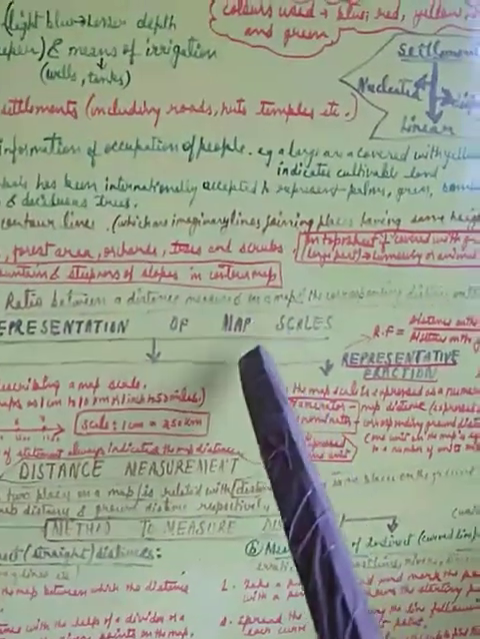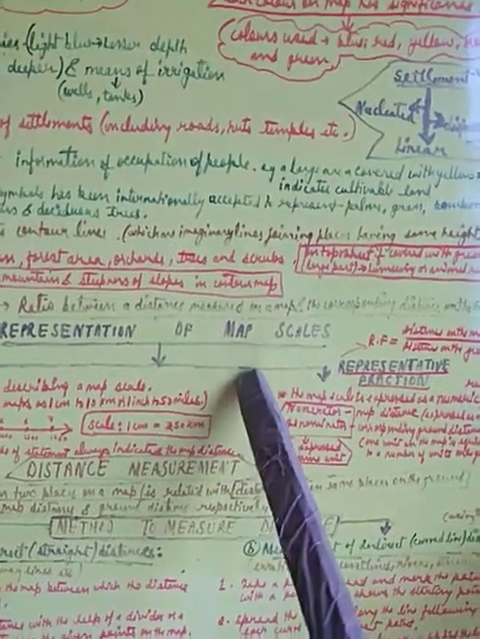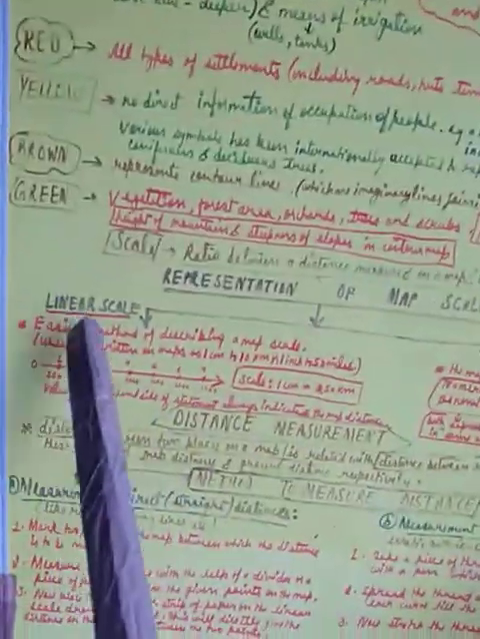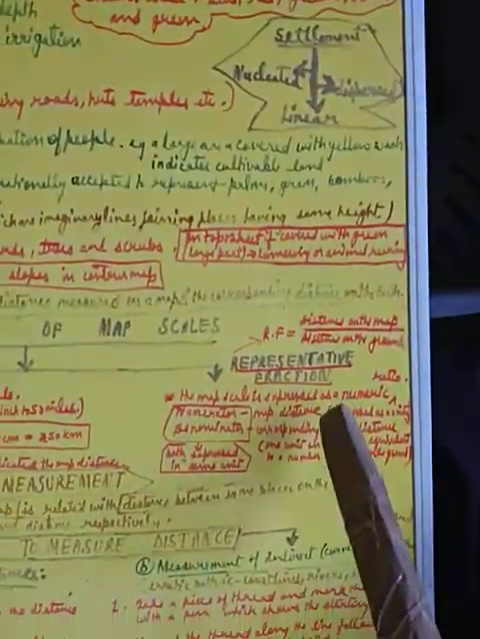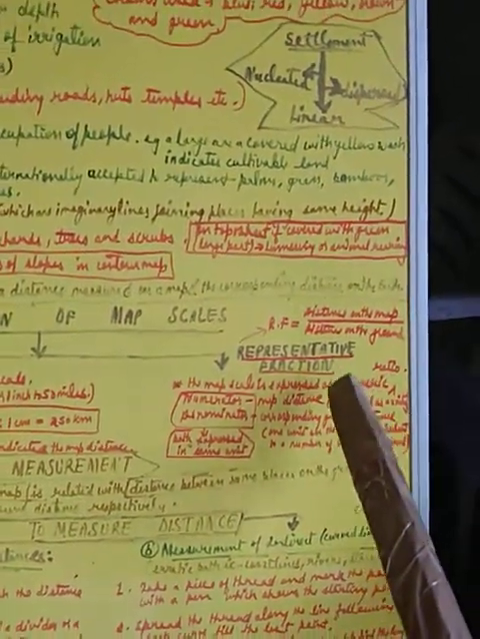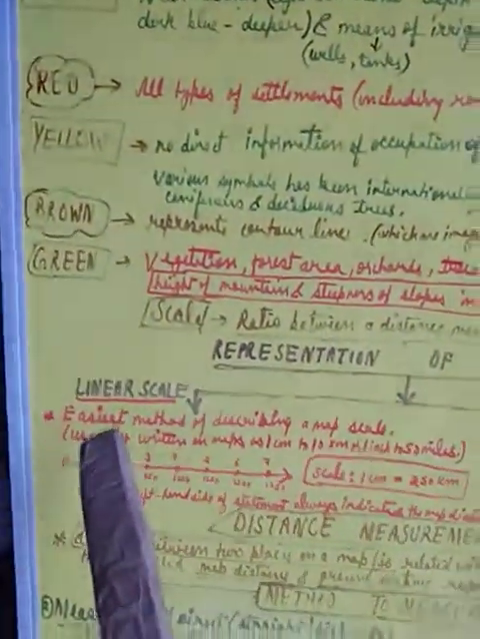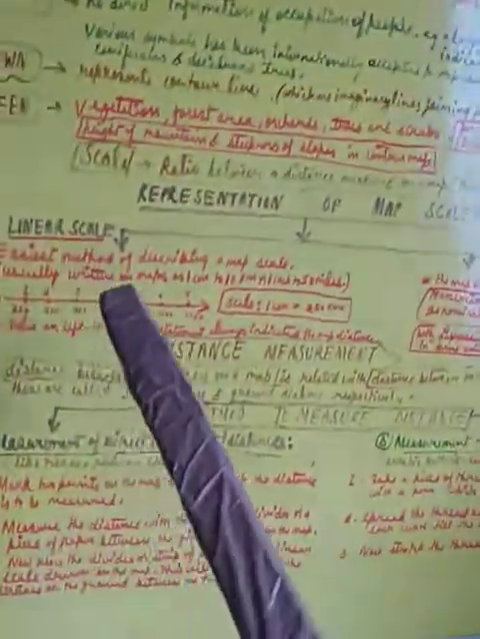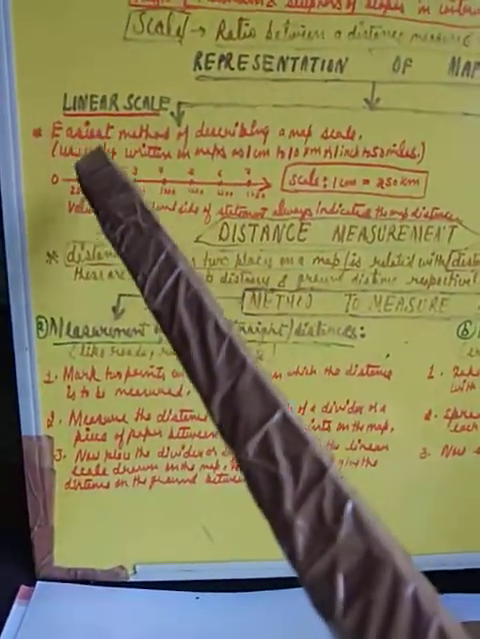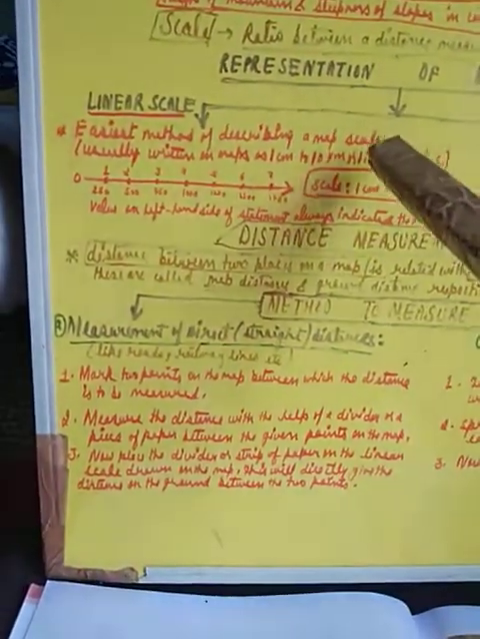So for the representation of map scales, we have two ways. First of all, linear scale, and the second one is representative fraction. First one is linear scale. This is the easiest method of describing a map scale.